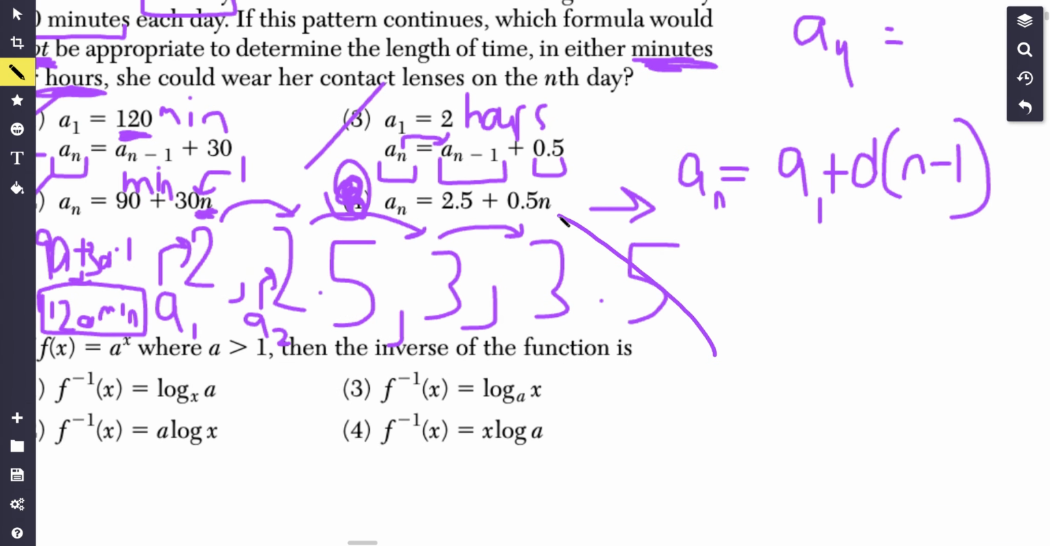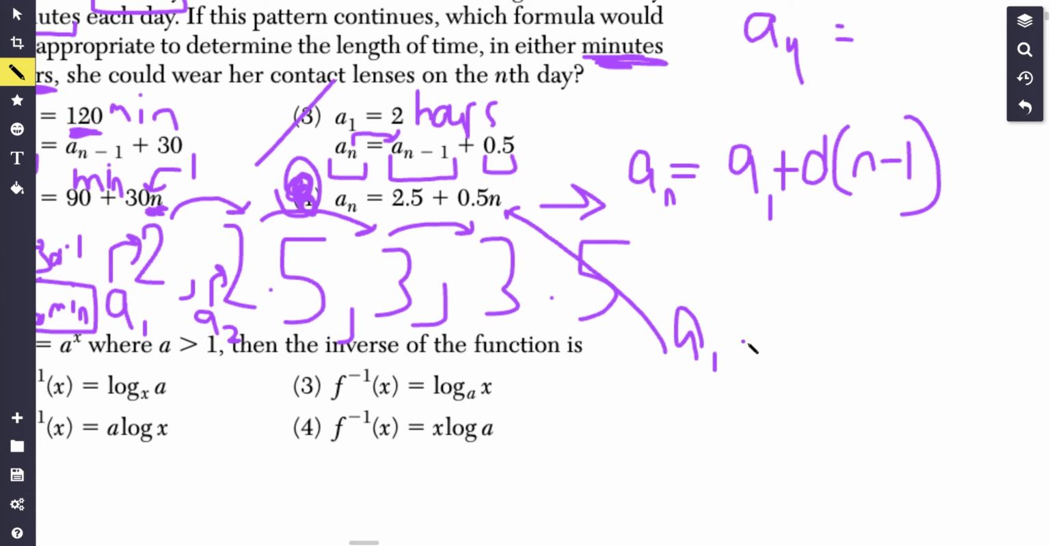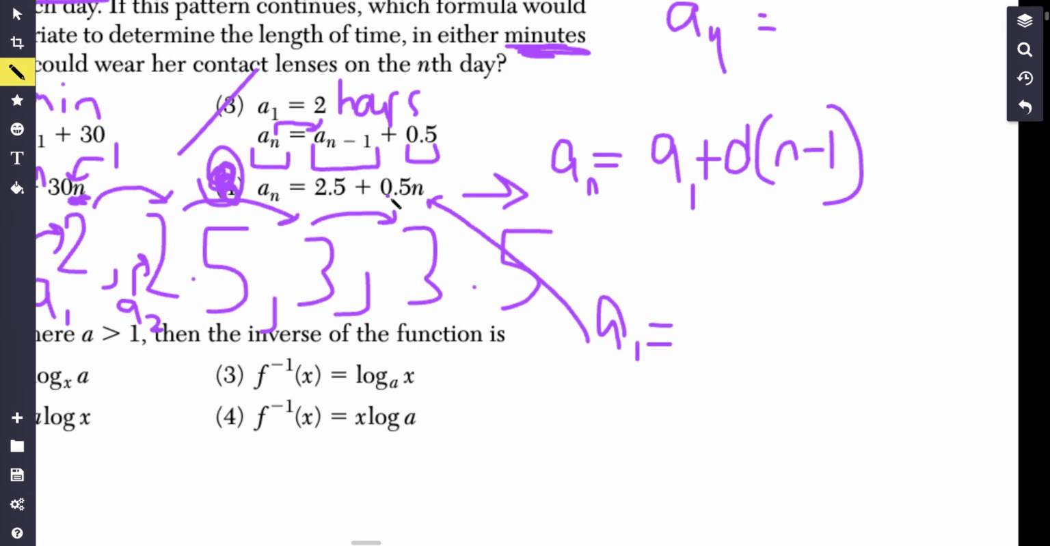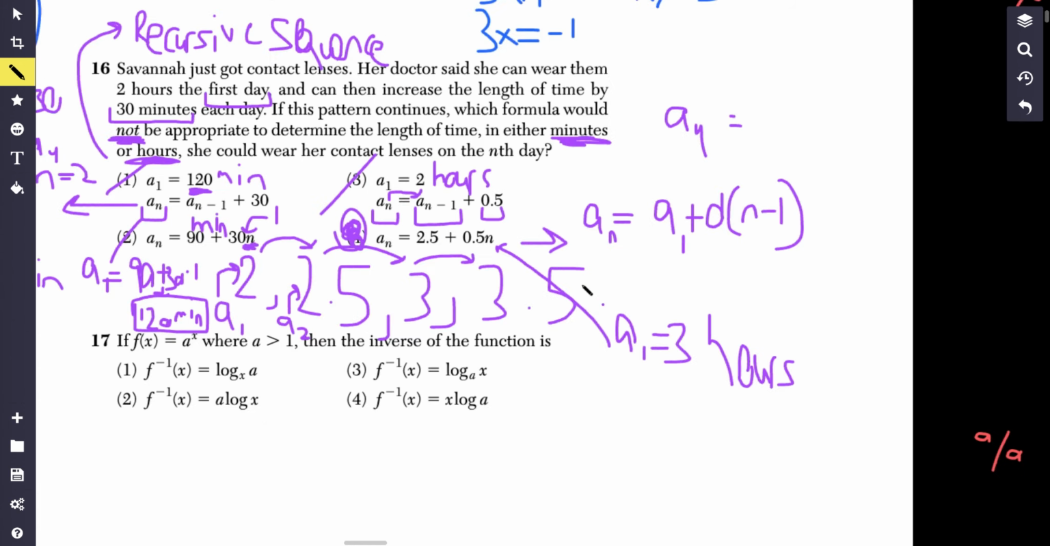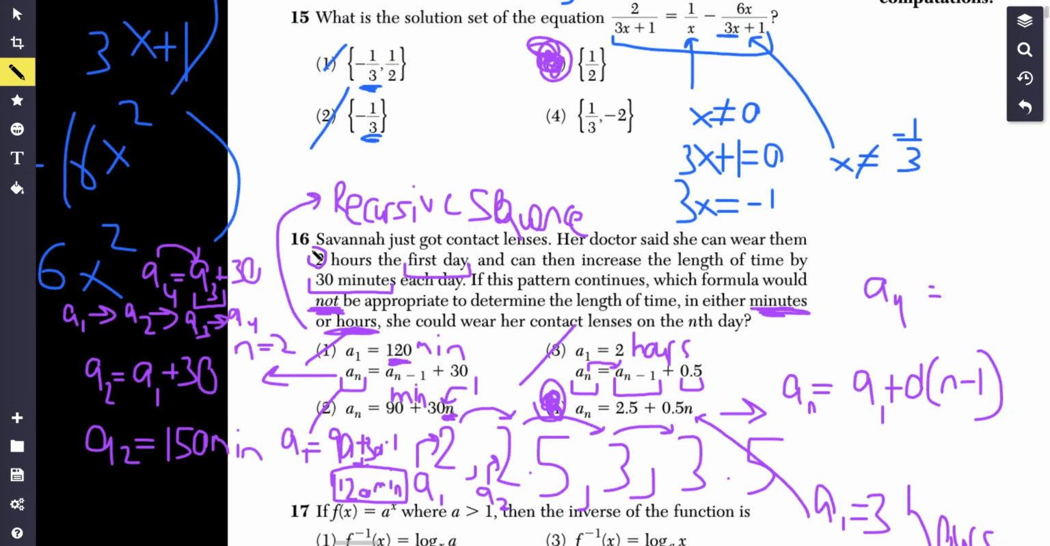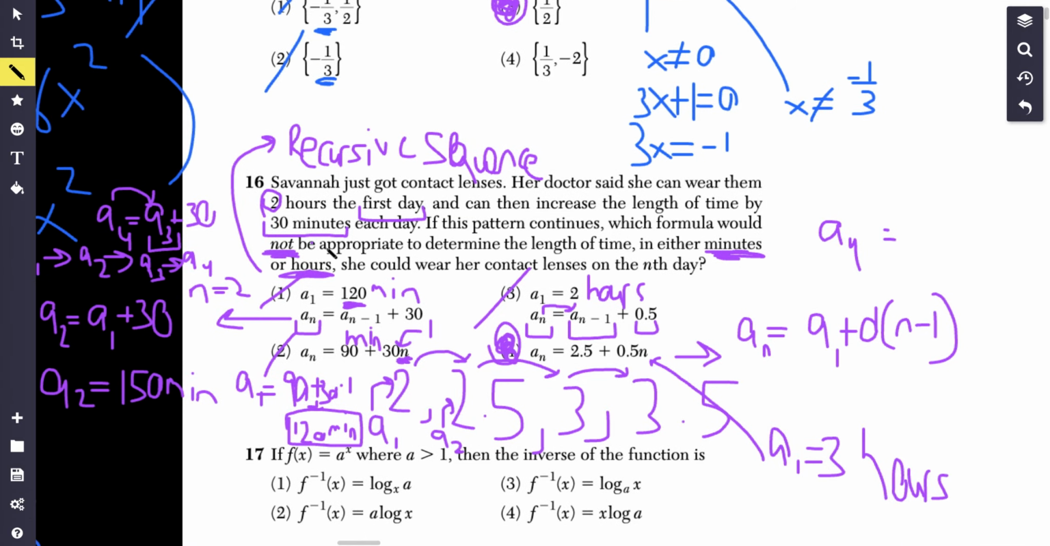Notice how if we plug in 1 for n, we get a sub 1. If we want to find the amount of hours on the first day, it's going to be equal to 2.5 plus 0.5, which is 3 hours on the first day. And we said she works 2 hours on the first day, so that doesn't match up.